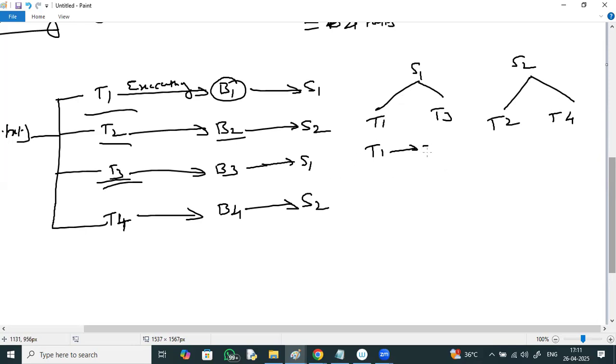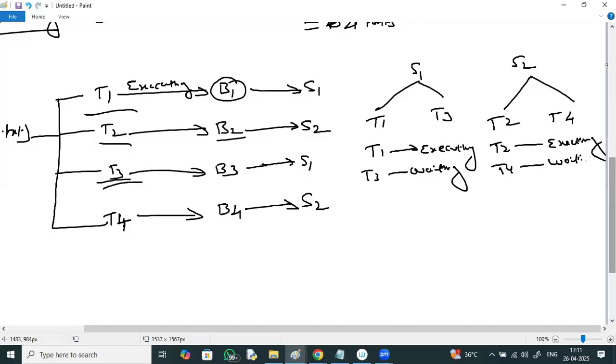When T1 is executing, what about T3 then? T3 will be in the waiting state. When T2 is executing in system 2, T4 will be in the waiting state. Very simple logic, right? If you've got 4 tasks but only 2 labors are available, the first two tasks go to those labors, then again 2 tasks, but they can execute only one task at a time. After completing the first task, they will execute the second task.